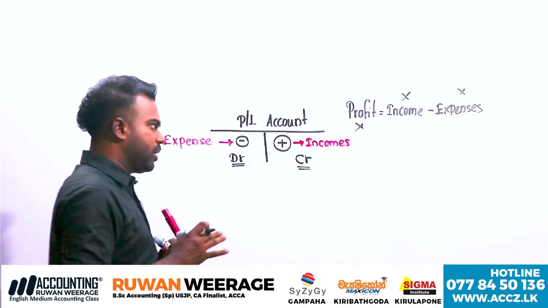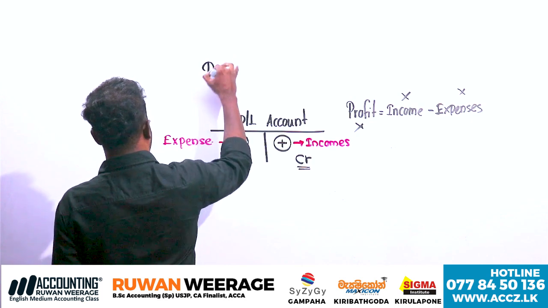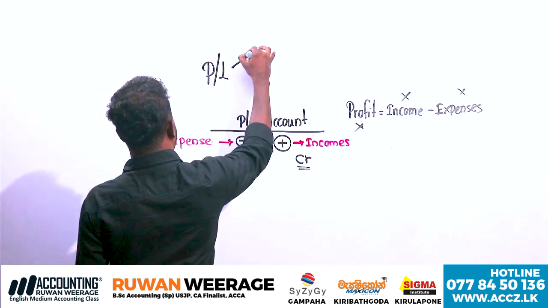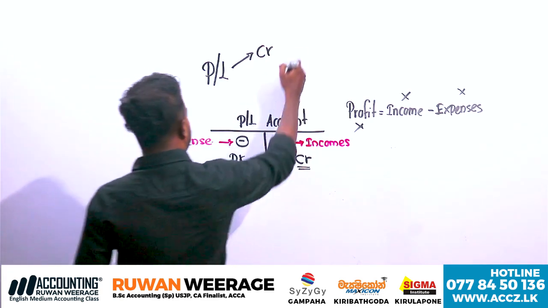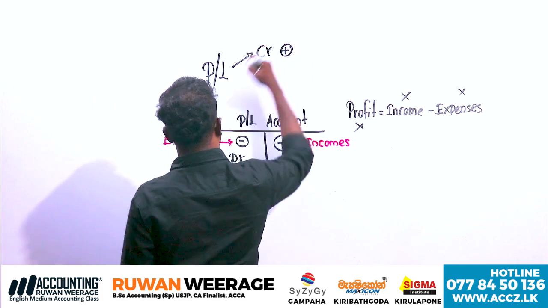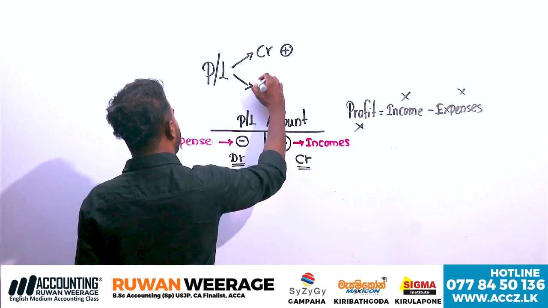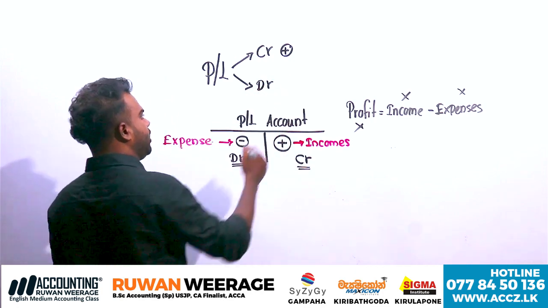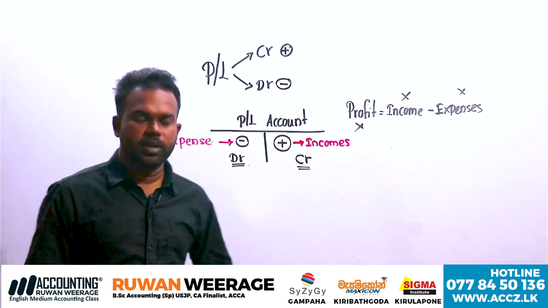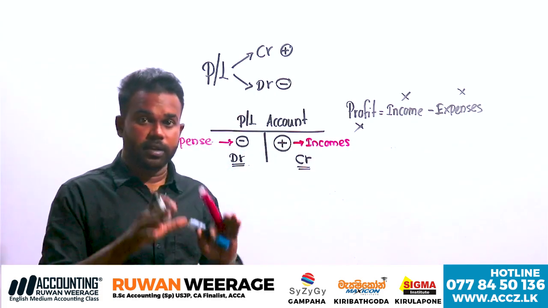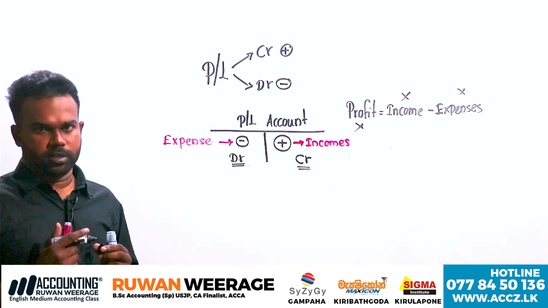Simply you have to keep in mind this short method. When you see the words P&L credit, what does it mean? Does profit increase or decrease? Profit increased. Understood? P&L debit means profit decreased. Simply keep in mind: P&L credit increases the profit, P&L debit decreases the profit. Credit increase, debit deduct, minus.